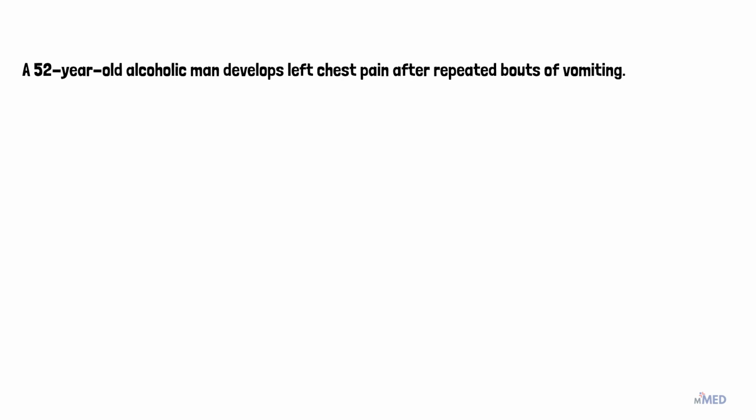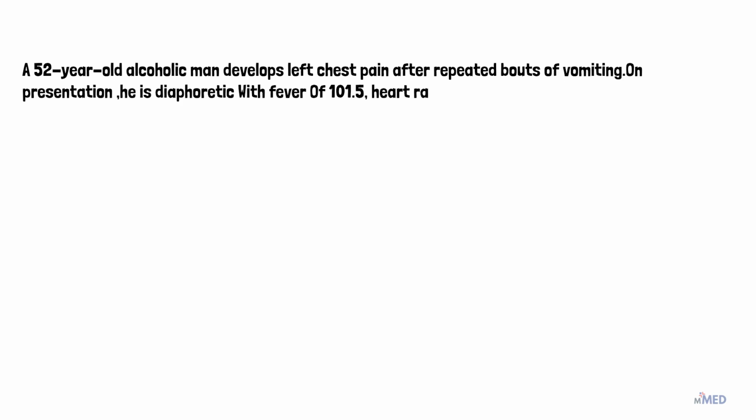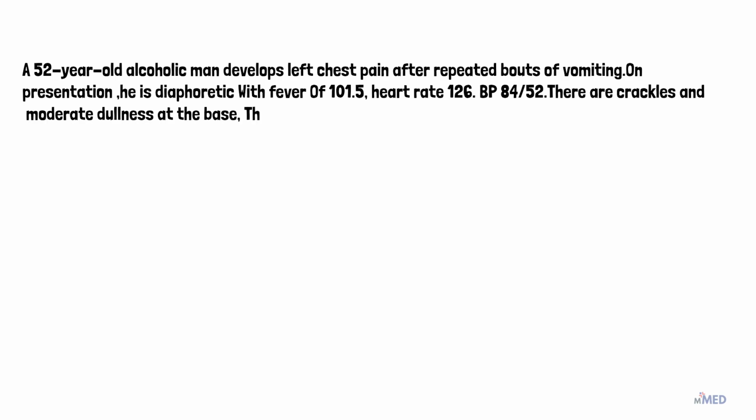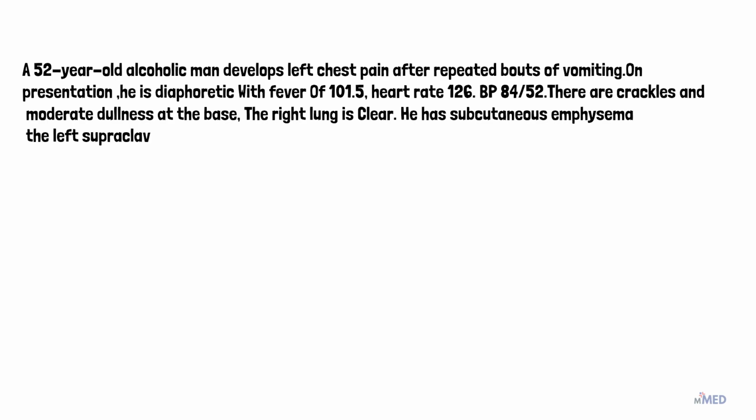52-year-old alcoholic man develops left chest pain after repeated bouts of vomiting. On presentation, he is diaphoretic with fever of 101.5, heart rate 126, blood pressure 84/52. There are crackles and moderate dullness at the left base. The right lung is clear. He has subcutaneous emphysema over the left supraclavicular area.